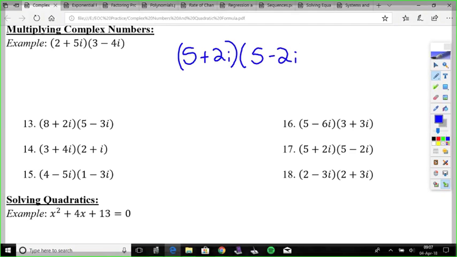So I picked number 17 because it's a complex conjugate of itself. So it's the same thing but opposite, pretty much. But we're still doing the same math.